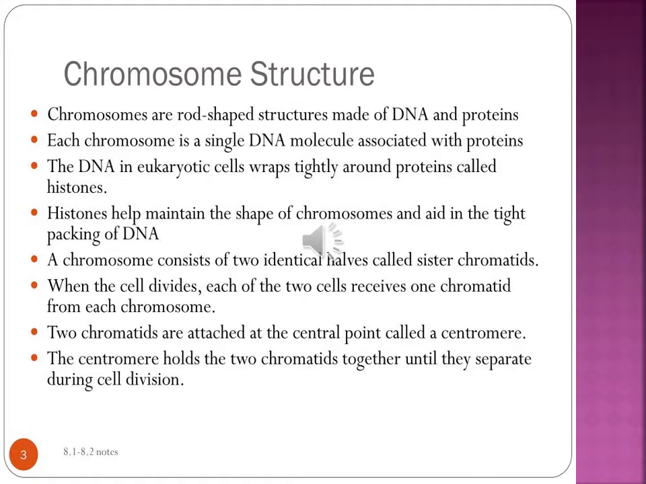Then chromosomes consist of two identical halves called sister chromatids. What is a sister chromatid? They are identical, that's why they are called sister chromatids. During cell division, each of the two cells receives one chromatid from each chromosome. The two chromatids are attached at a central point called the centromere. The centromere holds the two chromatids together until they separate during cell division.